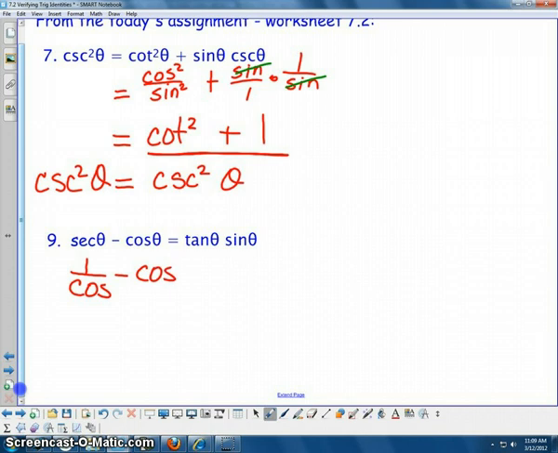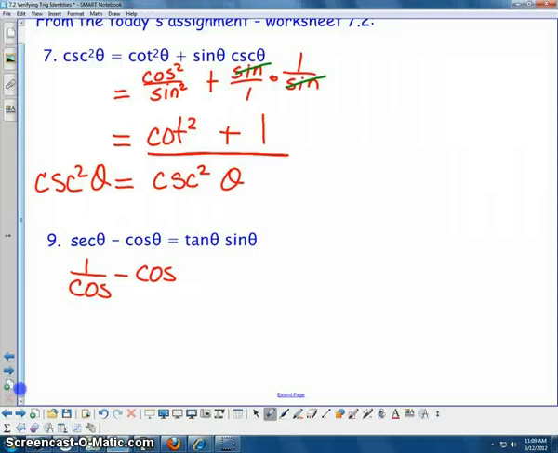Now, this one is interesting in that it really doesn't look like there's a lot to do. There's not a lot we can combine. There's not a lot you could do as far as multiplication. This is where I'm thinking we're going to have to use our multiplying by 1. A lot of times when you're stuck, I want you to be thinking, how can I multiply by 1? Or how can I combine fractions?